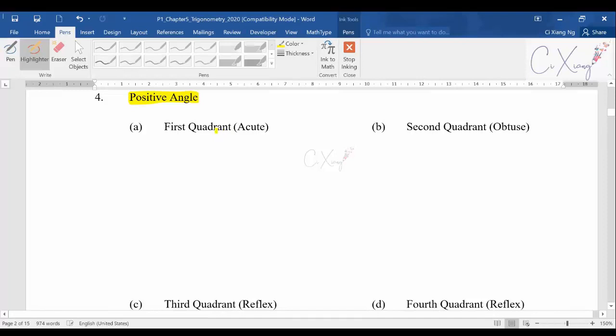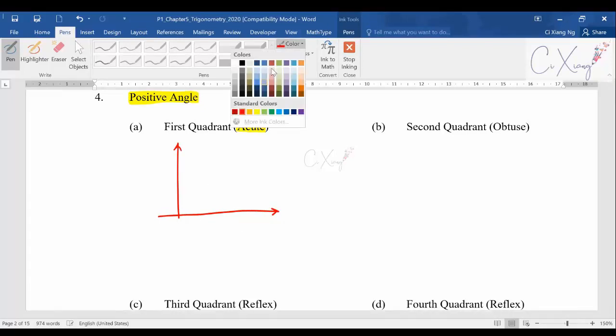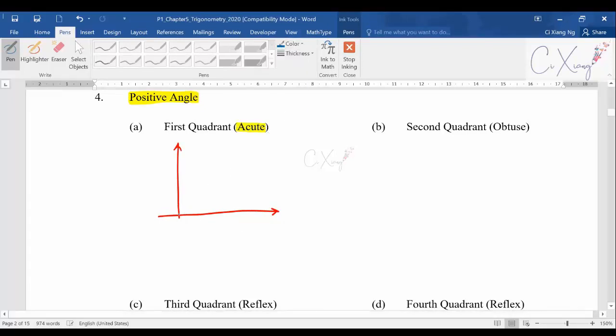So first we have the first quadrant. For all the angles in the first quadrant, we call them acute angles. When you want to draw it, it will look something like this. Let's say this is the first quadrant, x and y axes. As I mentioned just now, the triangle that we are using is this one. This is the first quadrant triangle that we should know.